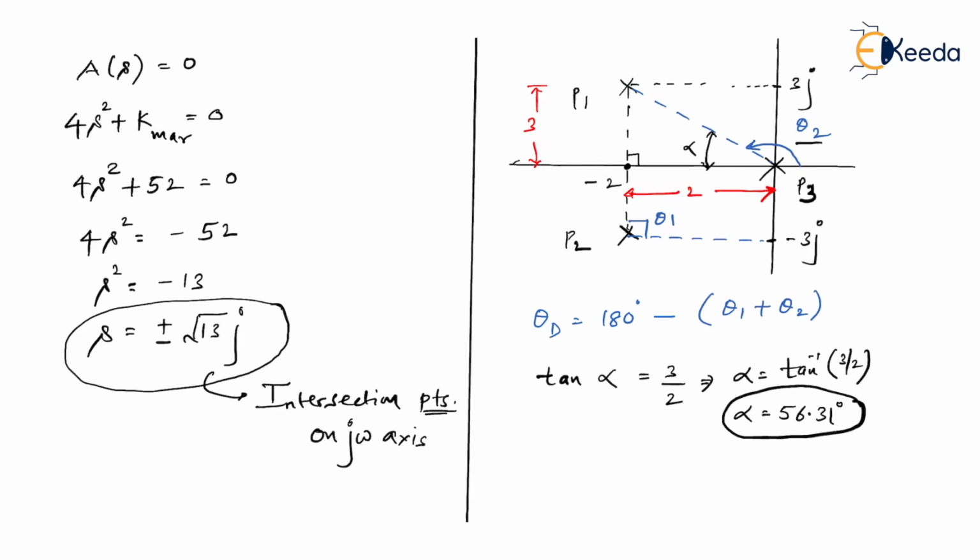But again, I wasn't looking for alpha. What I'm actually looking for is theta 2. But once I know alpha, I can calculate theta 2 equal to 180 degrees minus alpha. So just substitute and get the theta 2 value as 123.69 degrees. Now I know the value of theta 2 also. I know the value of theta 1 is by default 90 degrees because it is a right angle triangle. Substitute theta 1 as well as theta 2, which is 123.69 degrees, and get the value of theta d.